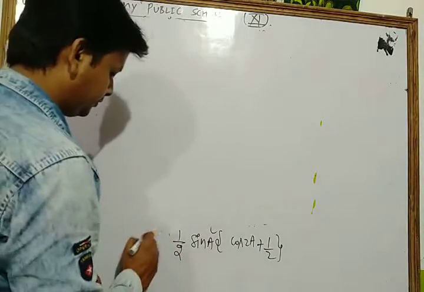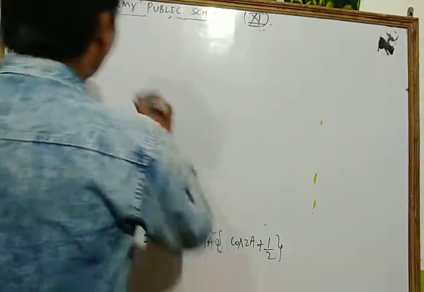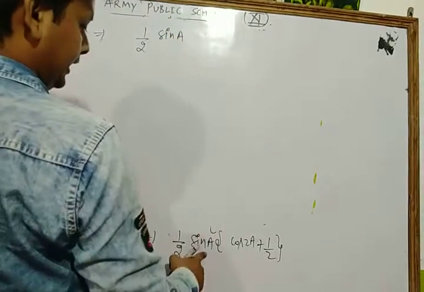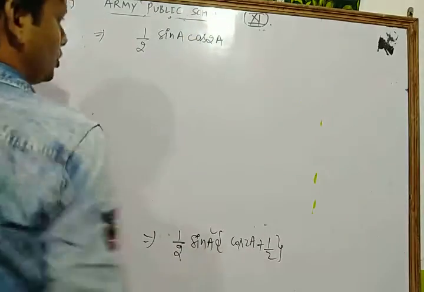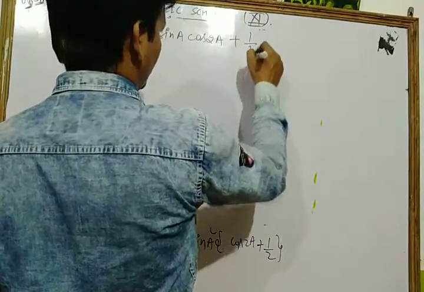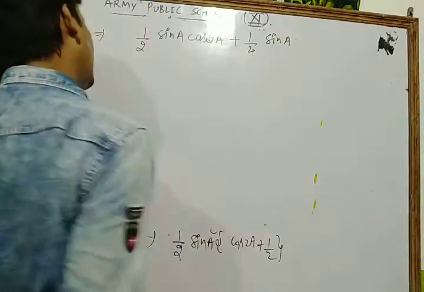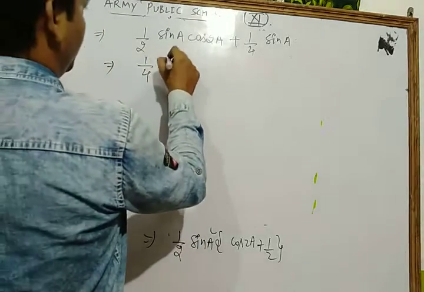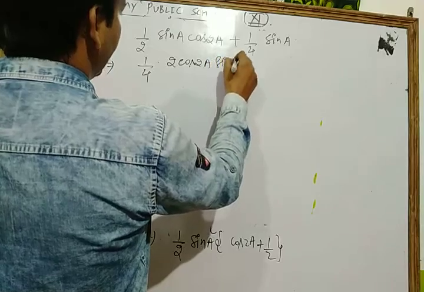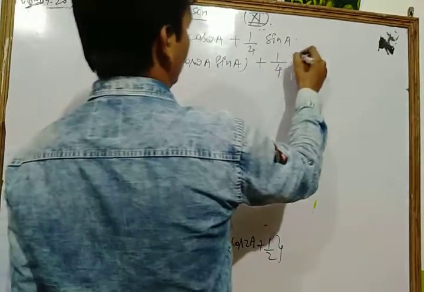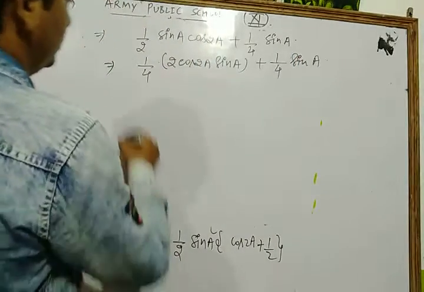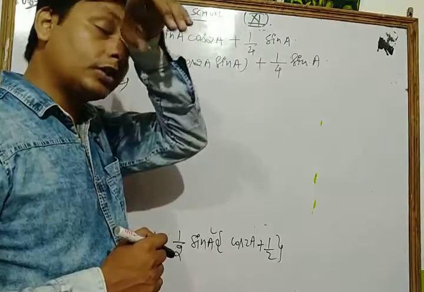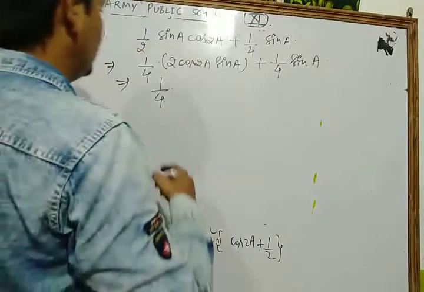Now we multiply 1 by 2 sin A into this bracket, so we get 1 by 2 sin A cos 2A plus 1 by 4 sin A. In the first term we multiply both the numerator and denominator by 2, so we get 1 by 4 into 2 cos 2A sin A, plus 1 by 4 sin A. Here we apply the formula 2 cos A sin B. What is the formula of 2 cos A sin B? Sin(A plus B) minus sin(A minus B). Okay, let's see.